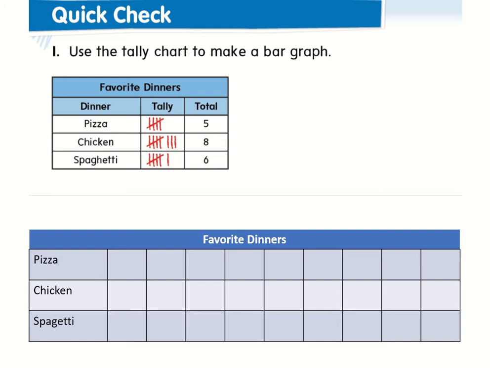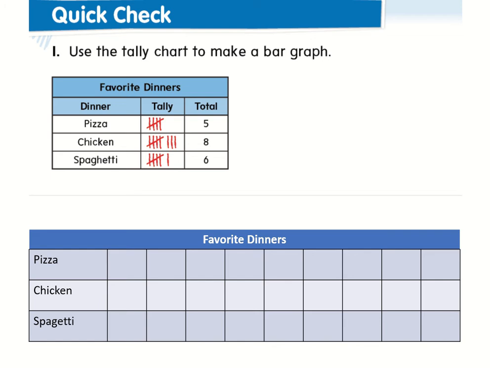So this survey asked all these people what their favorite dinner was, and we're going to take a look at it right now. So on pizza that we see right here, I have one group of 5 right there with my tally mark, so I know that I have 5 on the total. For chicken, I've got 8 because that's 5, 6, 7, 8, and then on the bottom for spaghetti, I've got 5, 6 for those ones right there.